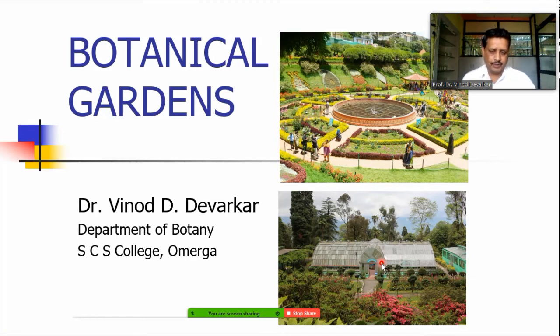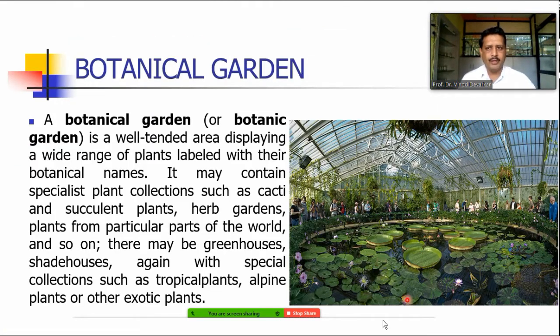Actually, the botanical garden, or we can say the botanic garden, is a well-tended area displaying a wide range of plants. Various types of plants may be planted there with their ecological arrangement in the garden. So there must be greenhouses or shade houses to maintain such a variety of gardens in those localities. So a botanical garden is a collection of plants from various places with various ecological conditions, and those conditions are maintained with the help of polyhouses, shade houses, or greenhouses.